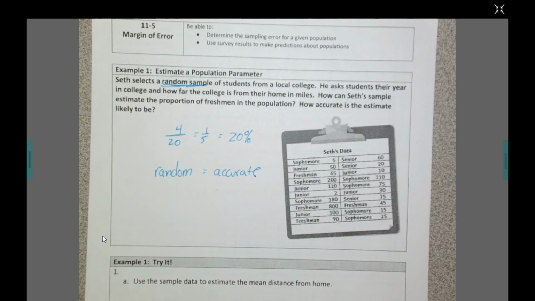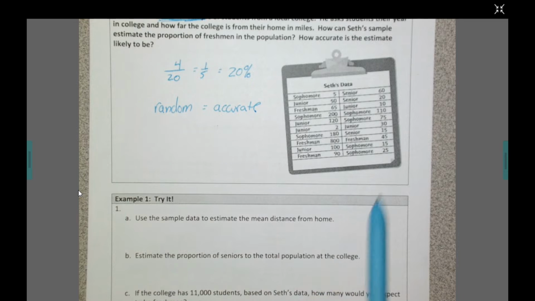Okay. Example 1, try it. Then I want you to look at the data and make some conclusions as well from there.